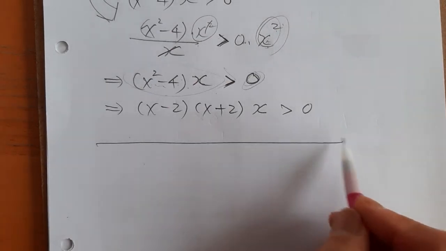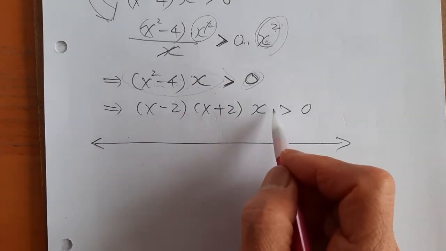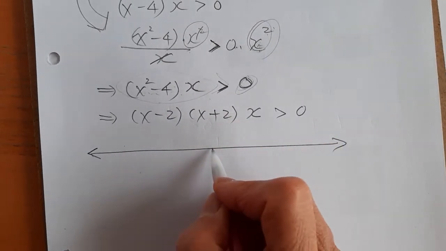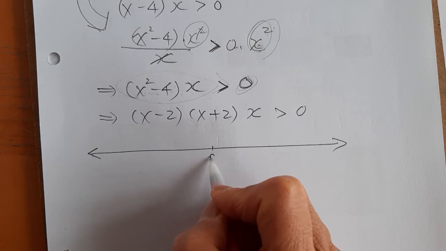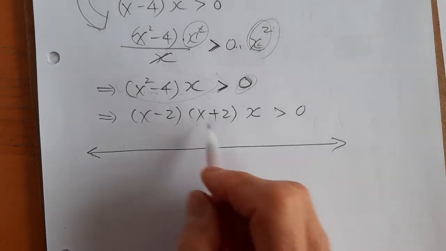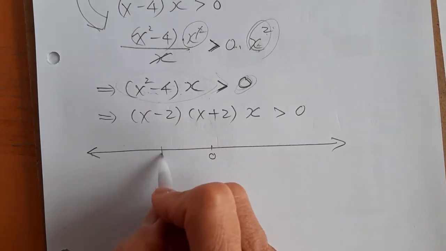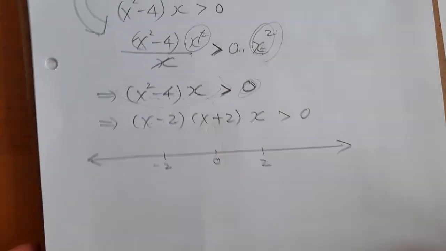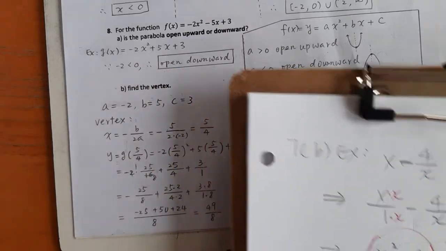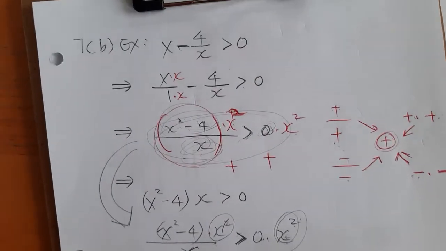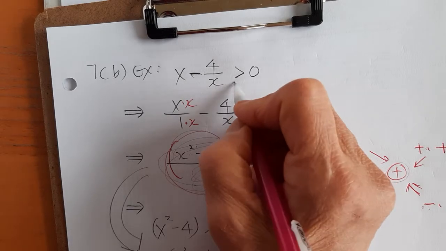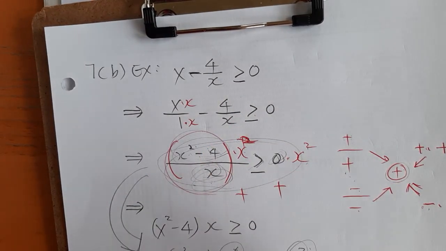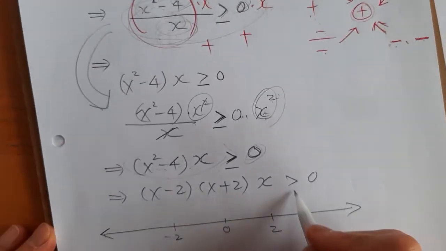Now you draw a real number line. First of all, figure out when it equals 0. When x equals 0, or x plus 2 equals 0, x will be negative 2. x minus 2 equals 0, x will be 2. So in this question, if I put greater than or equal, I have an equal sign.